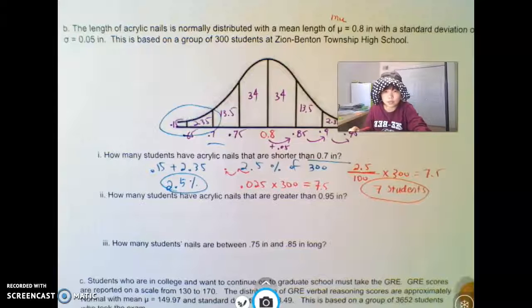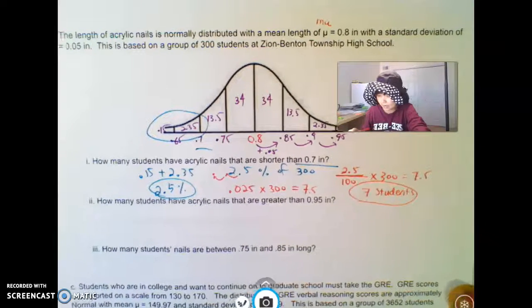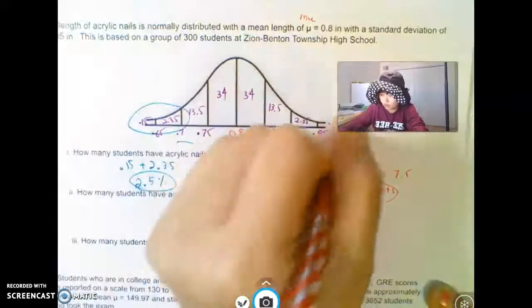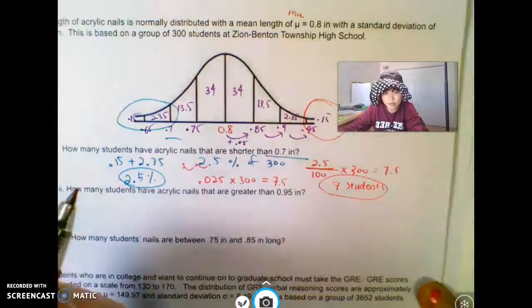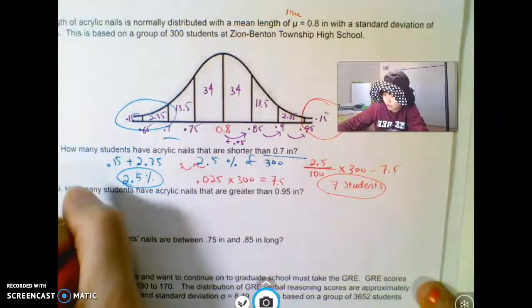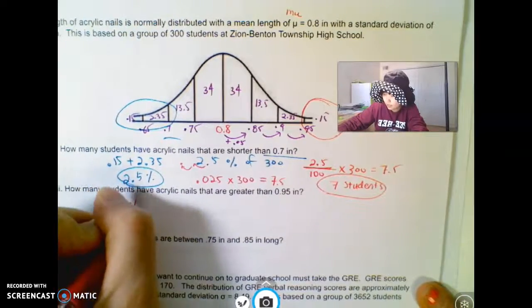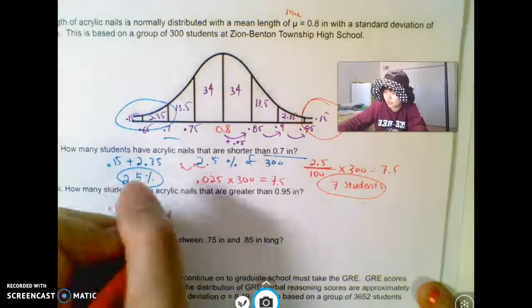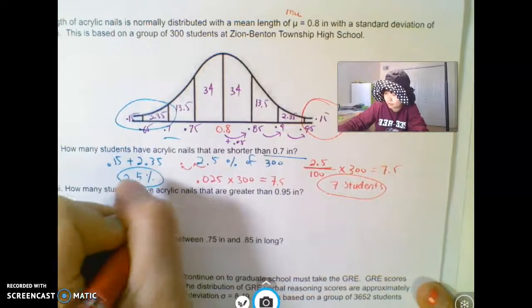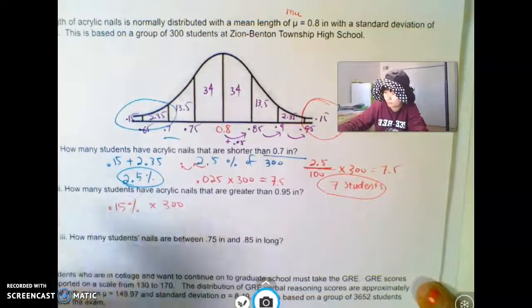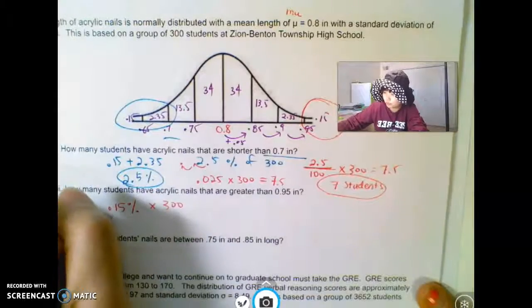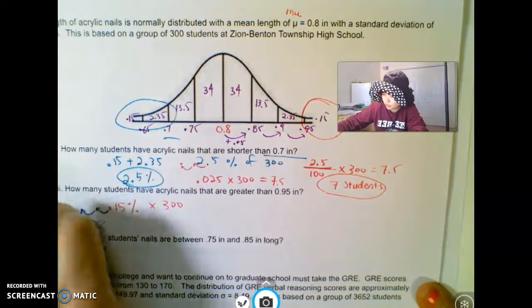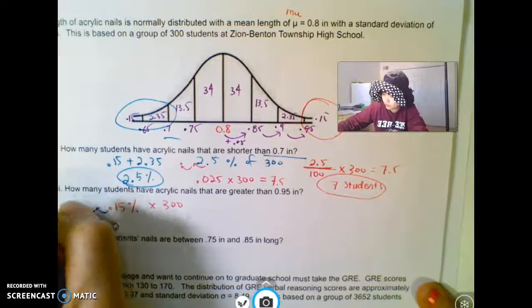How many students have nails that are greater than 0.95 inches? Ooh, that is pretty long. Look, only this. They're 3 standard deviations away. So 0.15%, that's it. So 0.15% times 300. With percents, you cannot just multiply, so you have to move 2 decimal places to the left. So that gives me 0.0015.